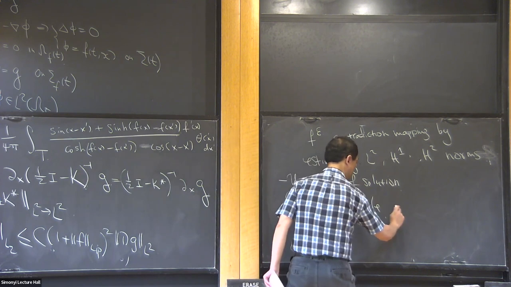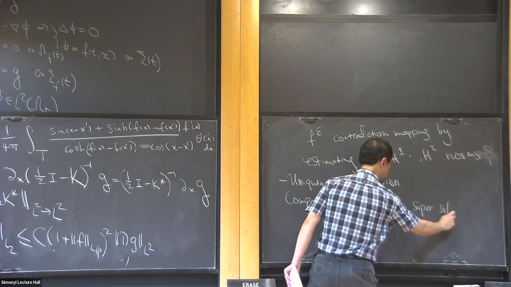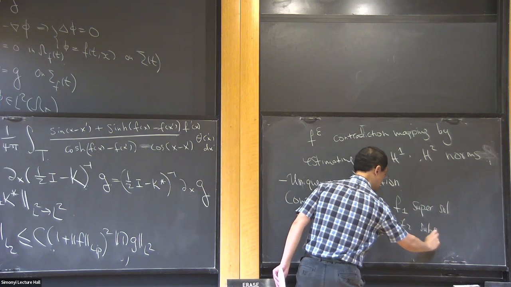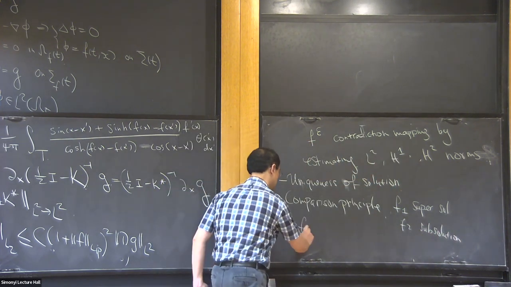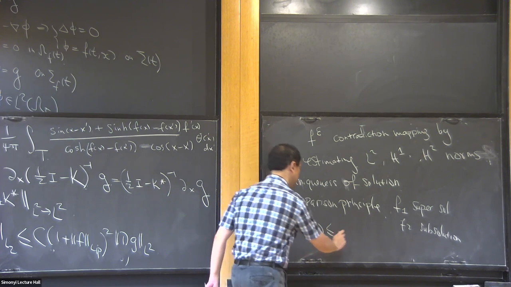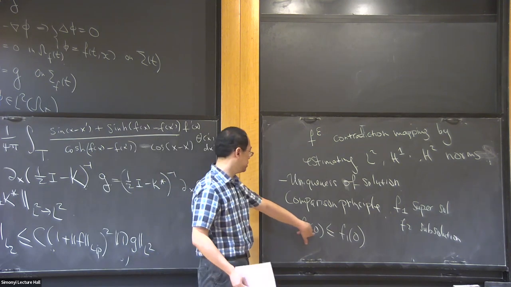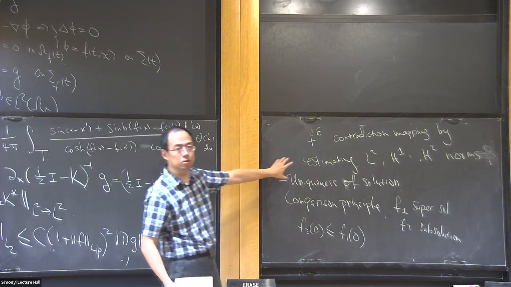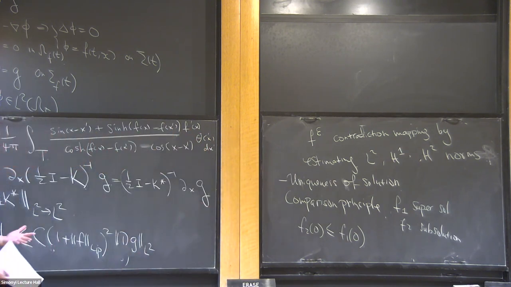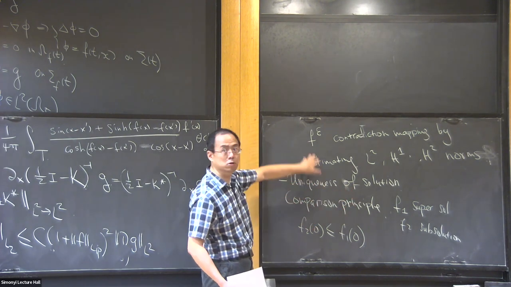So suppose that f1 is a supersolution and f2 is a subsolution. And we also know that initially, when t is equal to zero, f2 at time zero is less than or equal to f1 at time zero. Then the conclusion is that for later t, f2(t) is less than or equal to f1(t). So suppose that you have this comparison principle, then certainly you have your uniqueness, right? Because if you start from the same initial data, then these two solutions must be the same. But the question is whether we have the comparison principle for viscosity solutions.